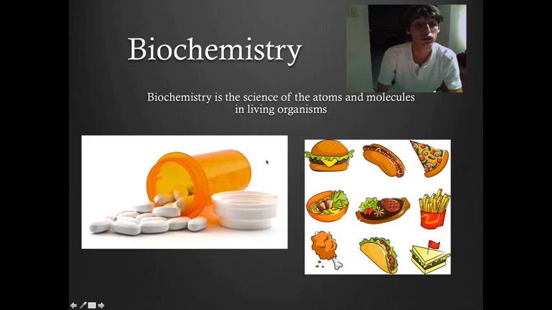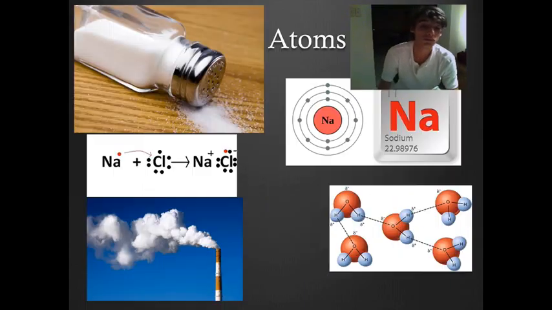And one way we can actually use biochemistry is, let's say you take cholesterol pills. What the pills actually do is they inhibit an enzyme that helps in the making of cholesterol. This was developed by researchers who studied the way the enzyme worked, so they could create a pill that didn't inhibit other enzymes that would be harmful for us.